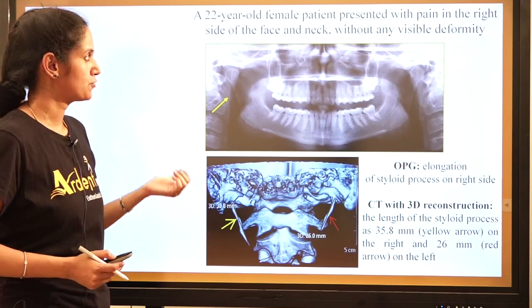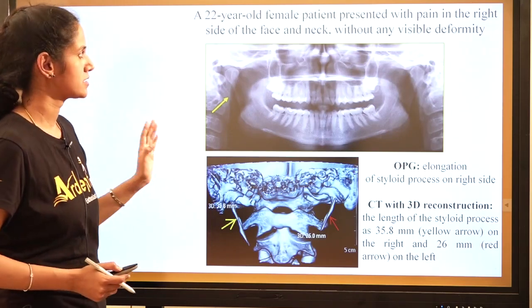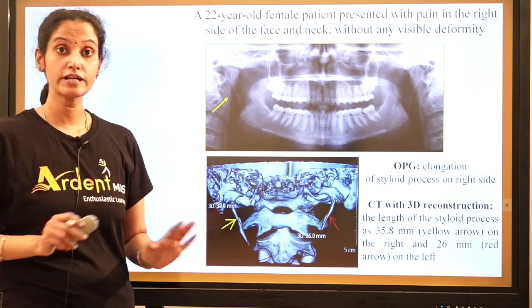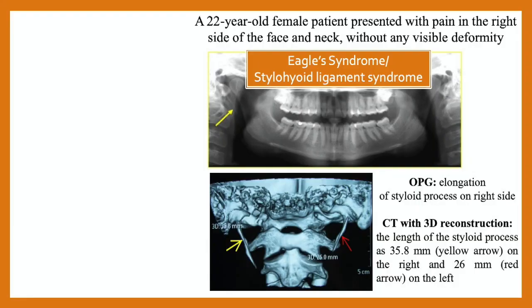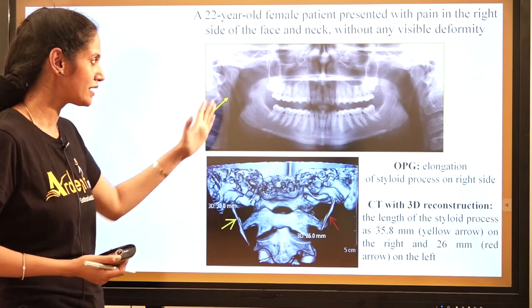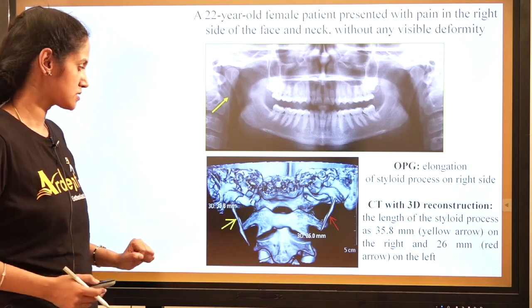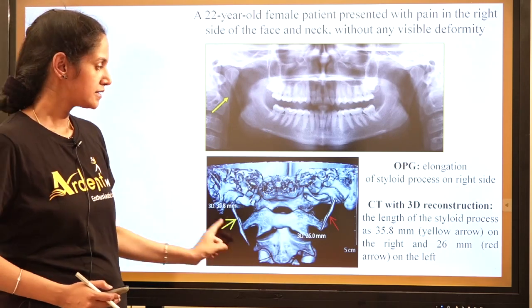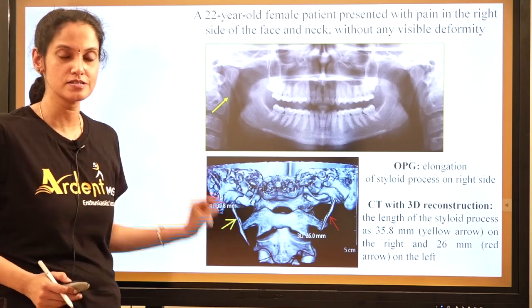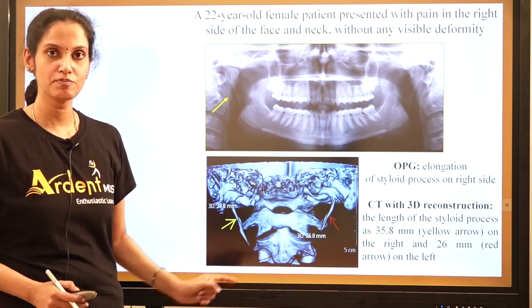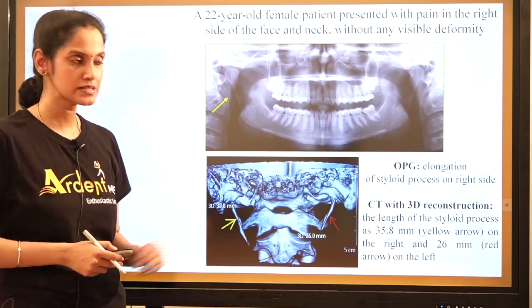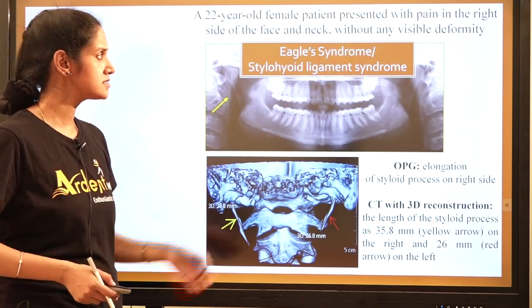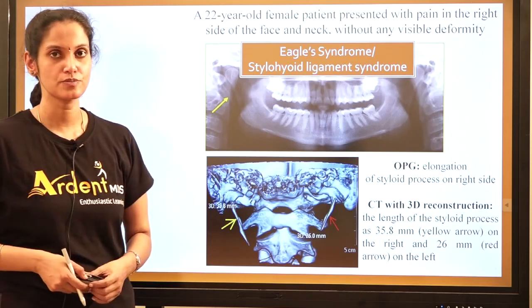A 22-year-old female patient presented with pain in the right side of the face and the neck without any visible deformity. There is no facial asymmetry as such. Otherwise, any swelling? No. There is no obvious clinical presentation. But when an OPG and a CT was taken, you see that there is an asymmetry in one of the structures. This is nothing but the styloid process. The styloid process of one side is longer than the other side. So this is a case of Eagle syndrome or stylohyoid ligament syndrome.